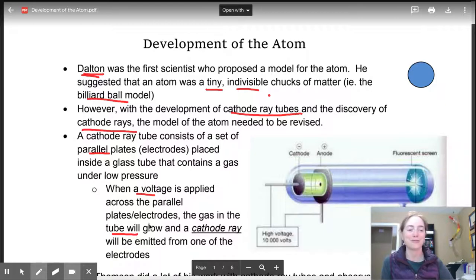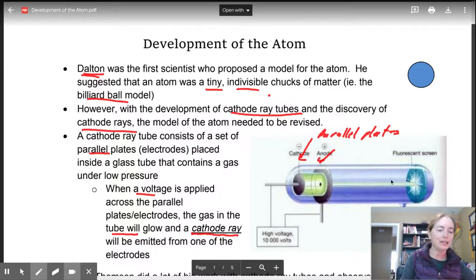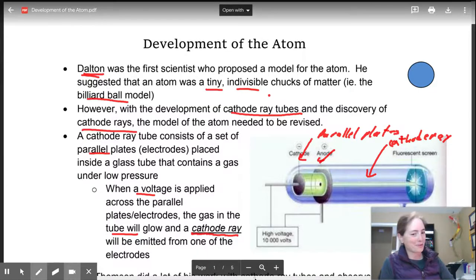It's actually super cool. Love playing with these things. And a cathode ray is going to be emitted. So this is what a cathode ray tube looks like. You have your cathode and you have an anode, and these here are your parallel plates. Then you have a fluorescent screen on the other side, and this beam is going to go through the glowing gas. That is your cathode ray. Why do they call it a cathode ray? Well, it's a beam coming from the cathode.